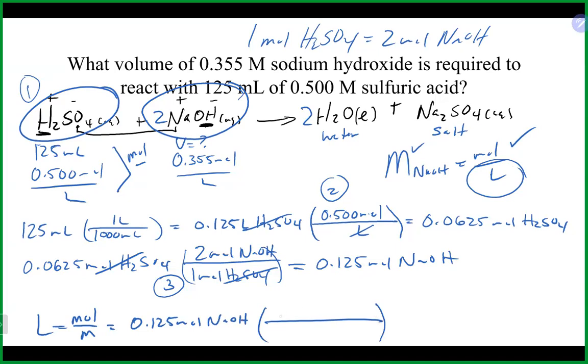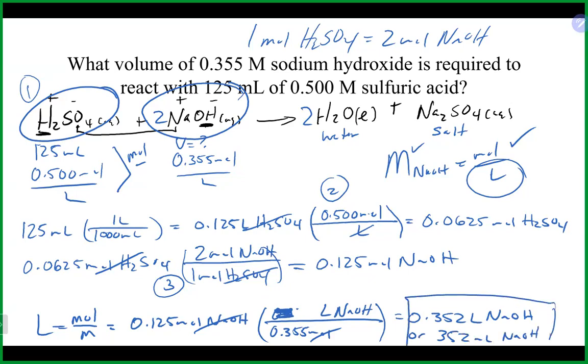and using the molarity, 0.355 moles per liter of sodium hydroxide, so that the moles cancel, gets us 0.352 liters of sodium hydroxide, or 352 milliliters of sodium hydroxide. And that obviously would be step number 4 there, instead of using our molar mass in that case. Any questions on any of those steps there?